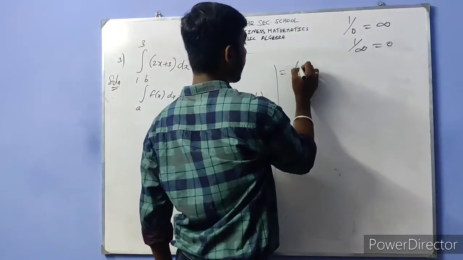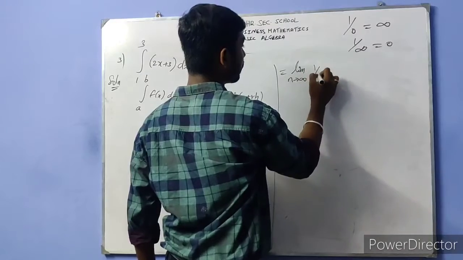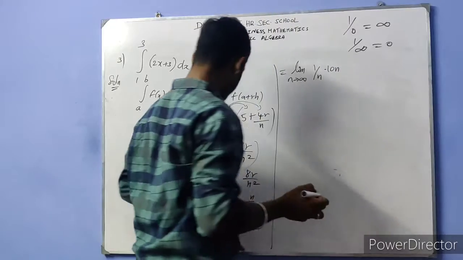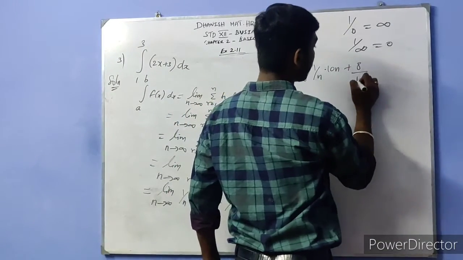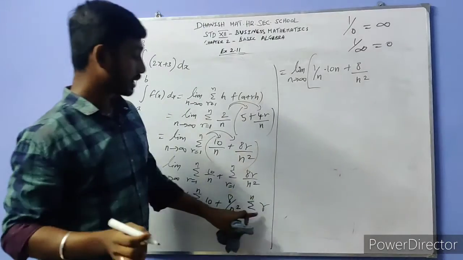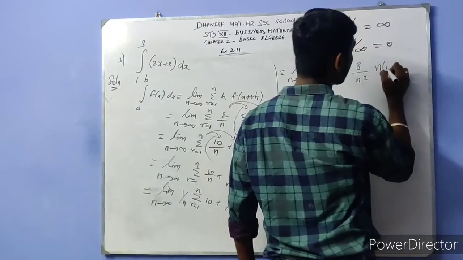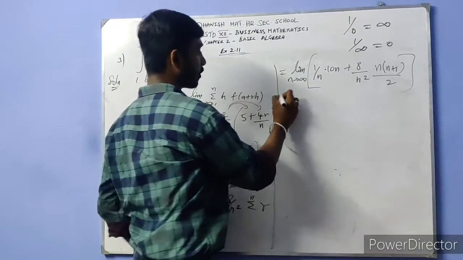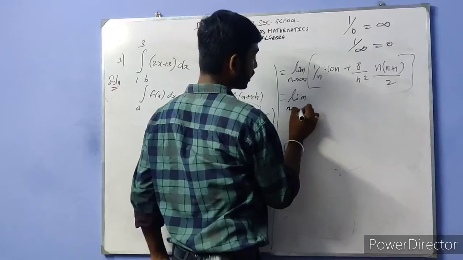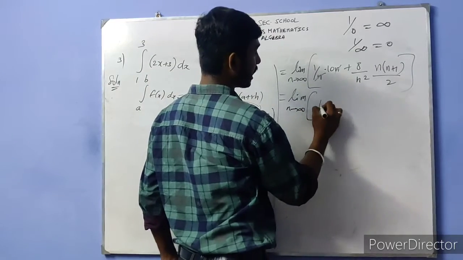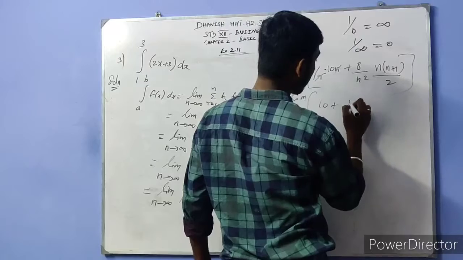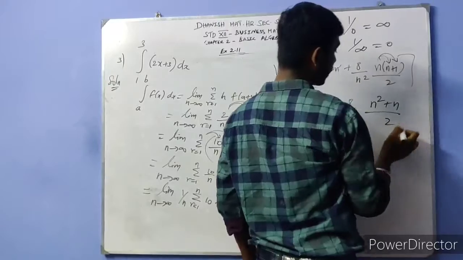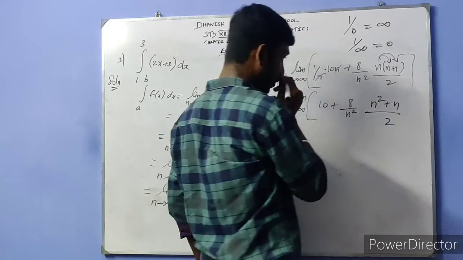Just apply the formula: limit n tends to infinity, 1 by n into 10n here, plus 8 by n square. Here the summation of r formula is n into n plus 1 divided by 2. Now we are going to substitute this, limit n tends to infinity. Now cancelling this n here, what is the remaining one? 10 plus 8 divided by n square into n square plus n divided by 2.